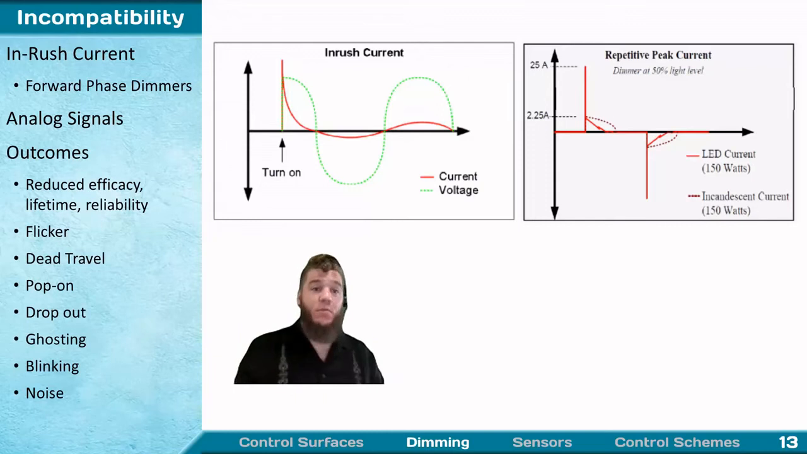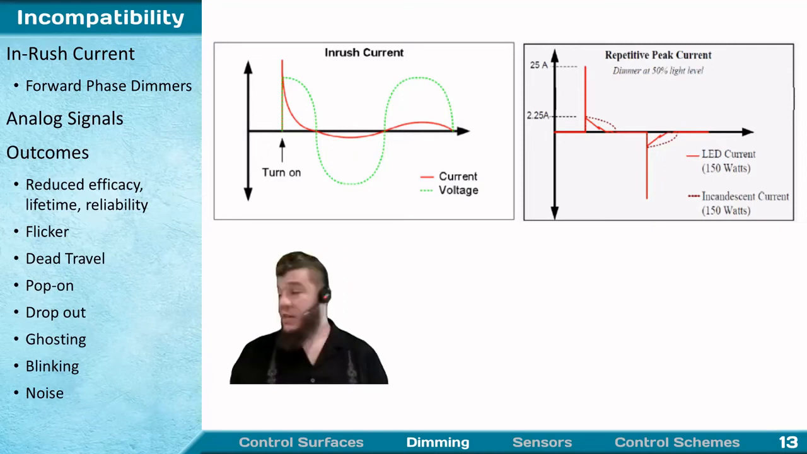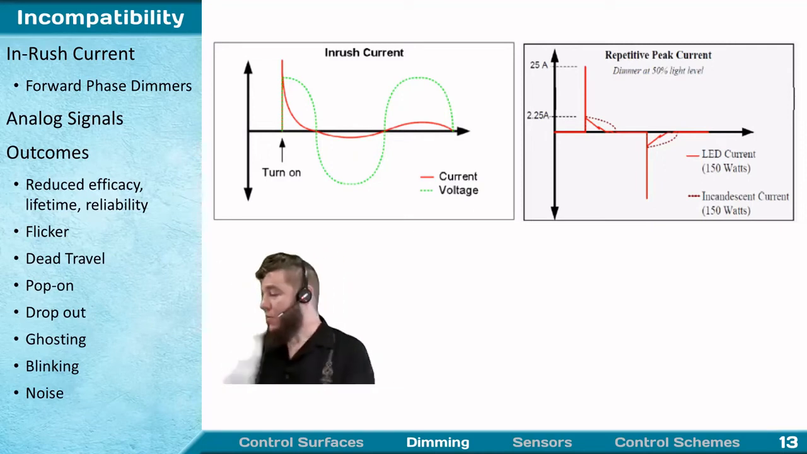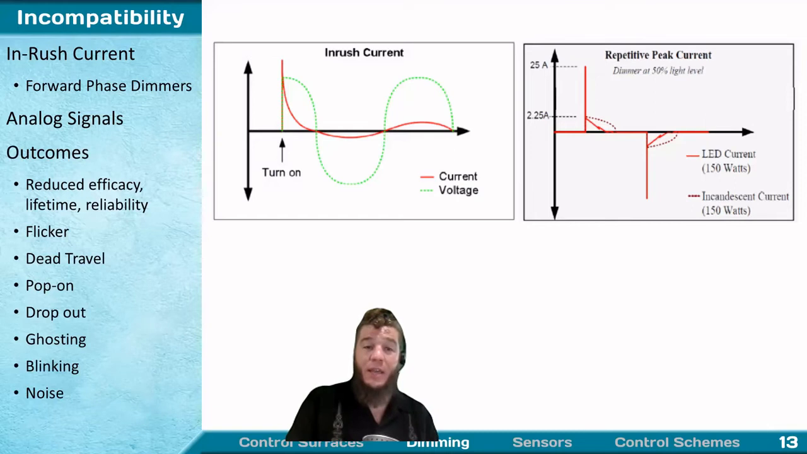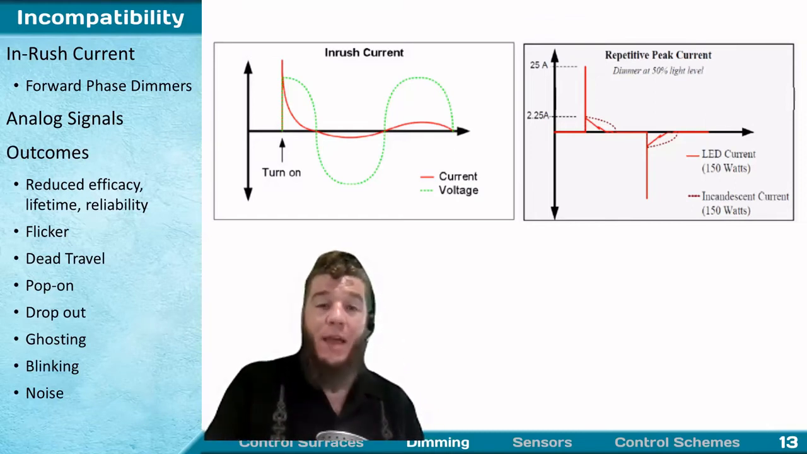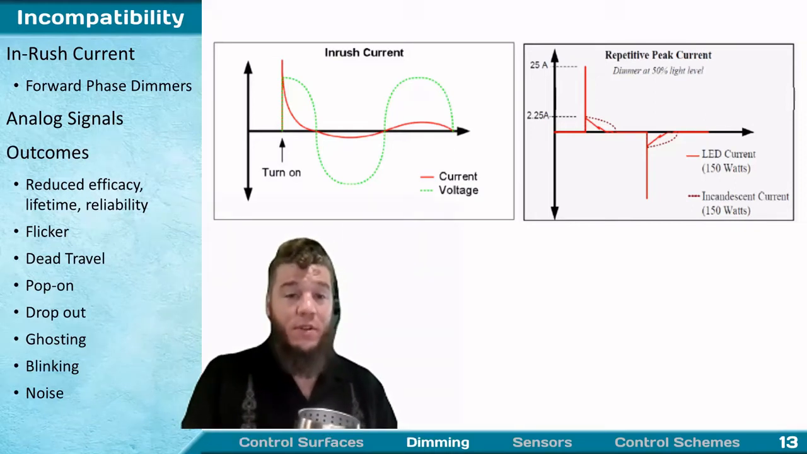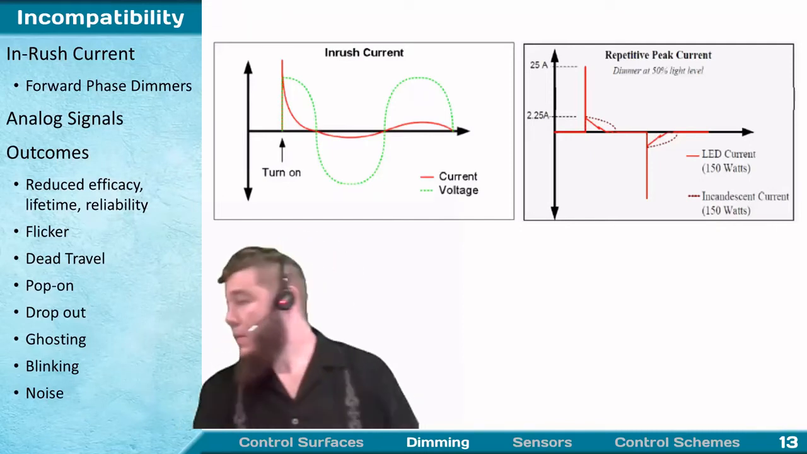So the obvious thing: reduced efficacy, reduced lifetime, reduced reliability. That's the big one. They just don't operate as well on analog dimming. And so a lot of the performance characteristics you get from LEDs won't be realized by an analog dimming system. Now, it gets worse though, because we've got a whole host of god awful behaviors that LEDs can engage in when they're being dimmed by poorly compatible drivers or poorly compatible dimmers.